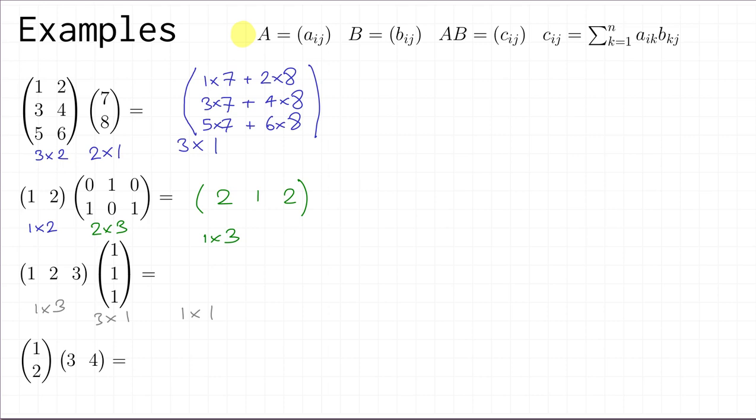So here we would have 1 times 1 plus 2 times 1 plus 3 times 1, which is 1 plus 2 plus 3, which is 6. So if you've ever seen dot products before, this is a bit like a dot product where the answer is actually a number.